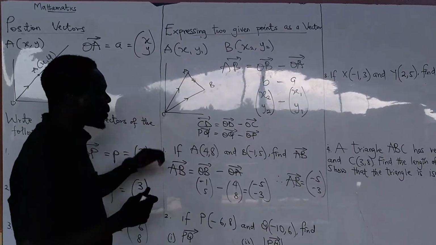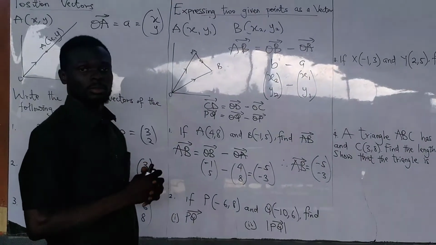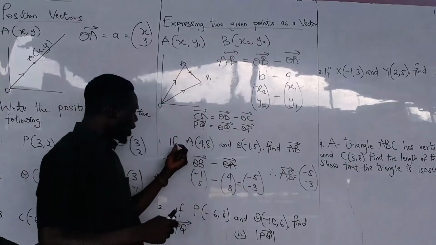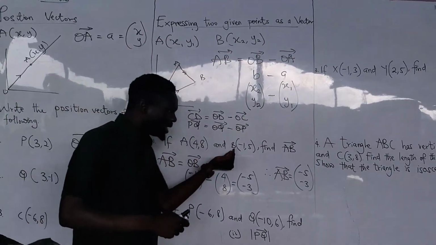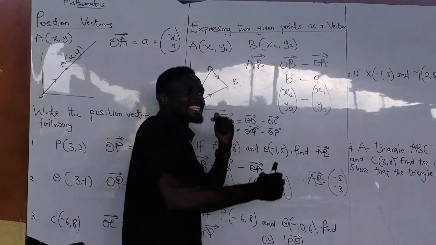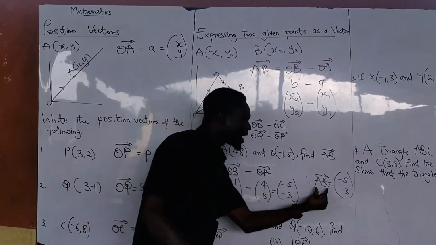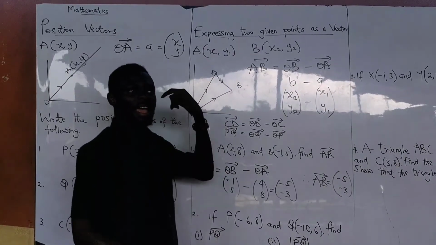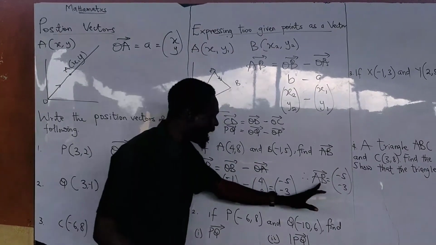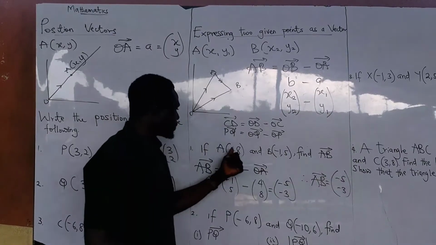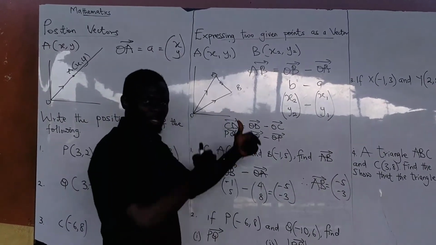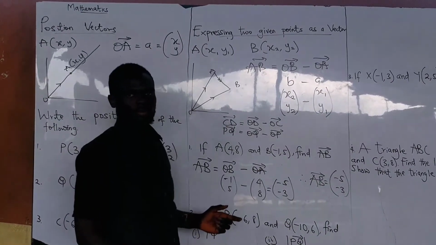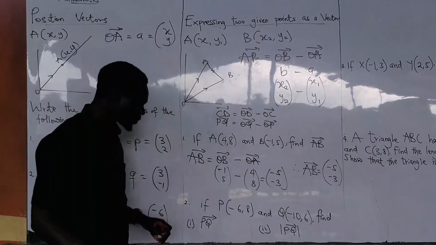And this is the position vector. So this AB are the points, the point A and B is what we've expressed as a vector AB. So we've expressed the 2 points as a vector. So vector AB is the point A and B, which has been expressed as a vector to get negative 5, negative 3. Let's look at the second example.